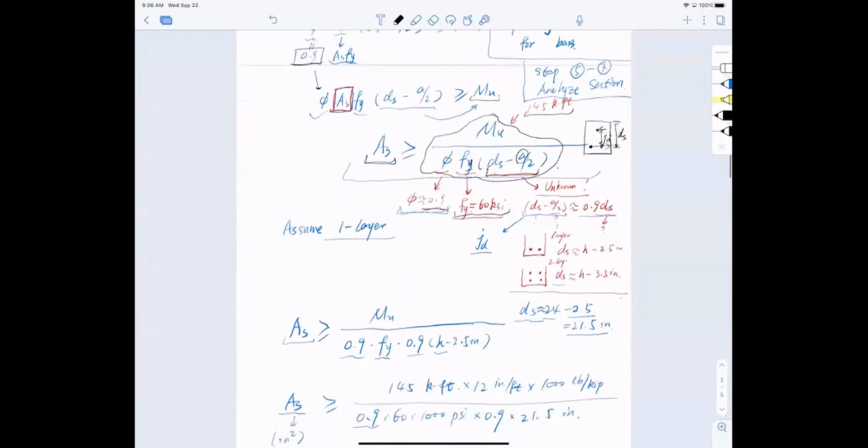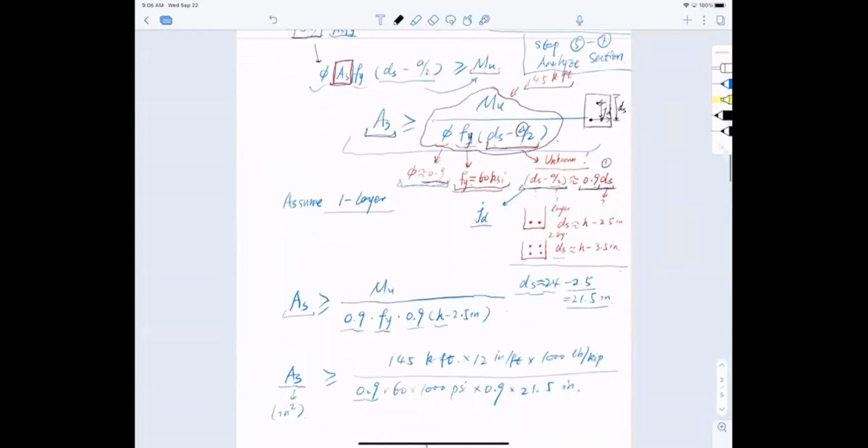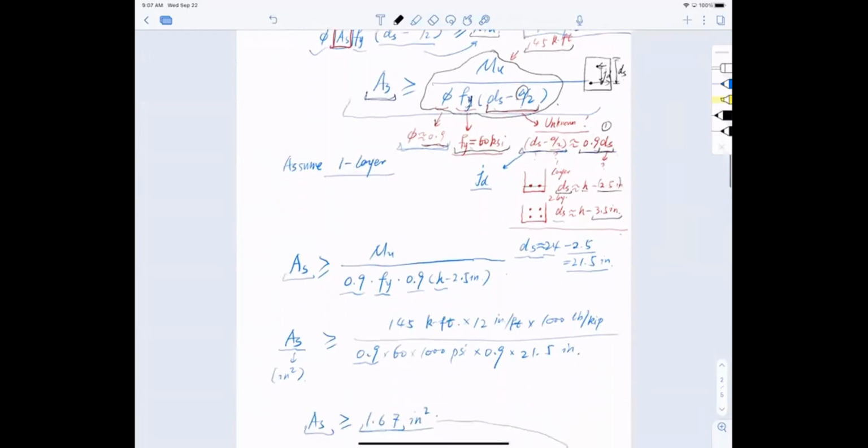We have a solution though. We approximate this lever arm as approximately 90% of depth ds. That's the first quick assumption we made. On top of that, if we don't know ds and we have one layer of reinforcement, we can simply use h minus 2.5 inches to give ds. Why 2.5? Because this is one layer of reinforcement. If it were two layers, we can approximately use 3.5 inches. So we select one layer, and that is h minus 2.5 to give the depth.